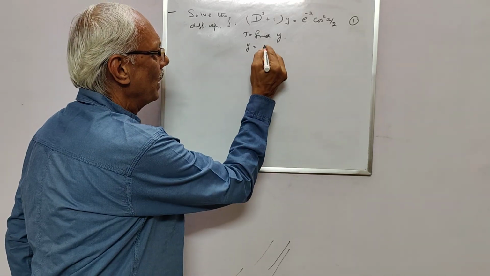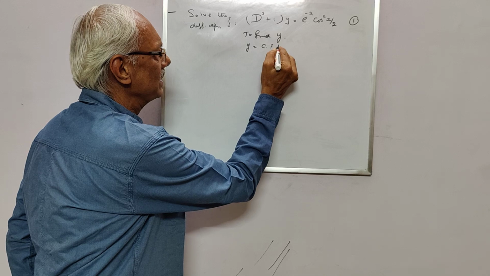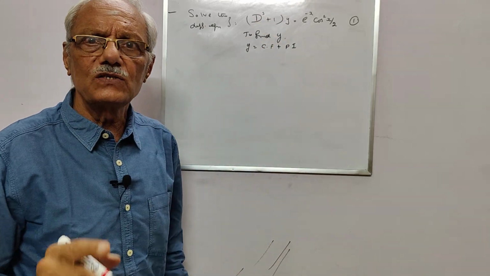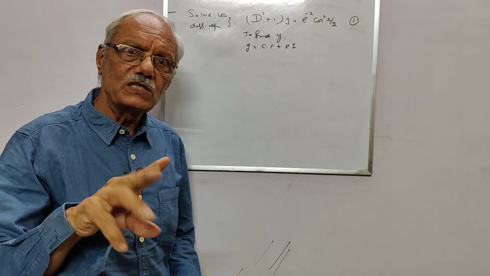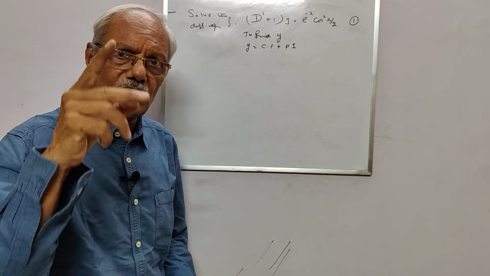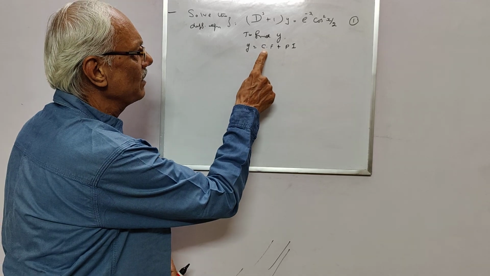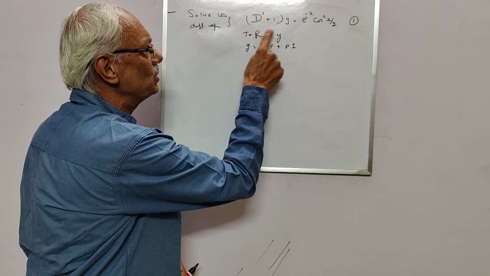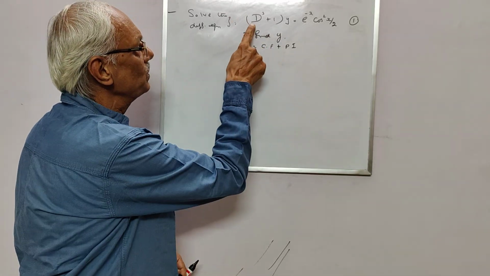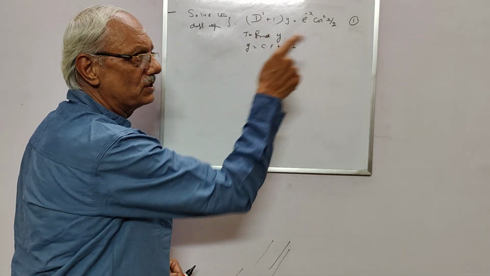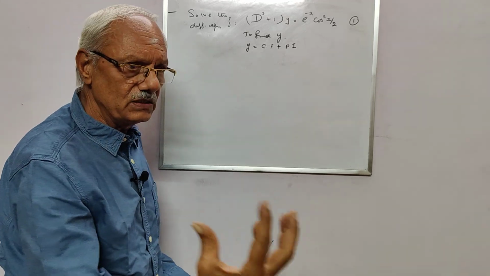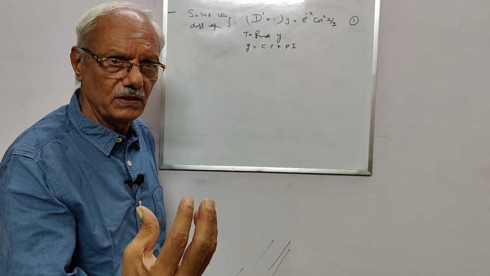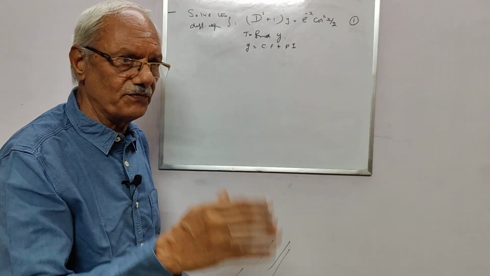Now, the value of y is given by a solution which consists of two parts. One is y is equal to complementary function plus particular integral. So it consists of two parts. One is complementary function and another one is particular integral. This complementary function is found using the homogeneous equation of this. The homogeneous equation of this is D cube plus 1 of y is equal to 0. So I take that and I solve for a particular variable, then write the complementary function.